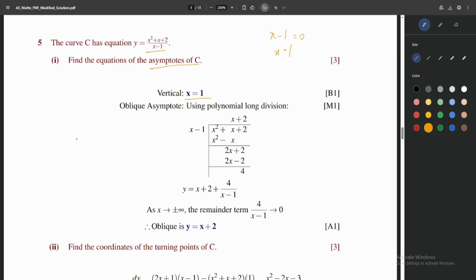And for the oblique asymptote, since the power of the numerator is higher, we have an oblique asymptote, so we simply use polynomial long division. This is what we did. We divided the numerator by the denominator, and this is our quotient and this is our remainder. So we put x plus 2, and then the remainder over this. When x goes to positive or negative infinity, this term becomes 0. So we are left with x plus 2, which is the oblique asymptote.